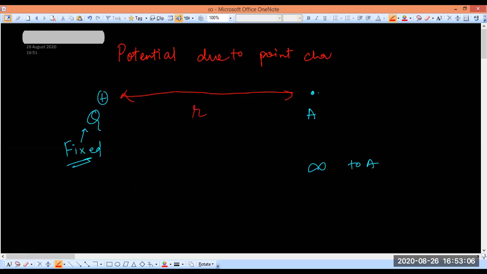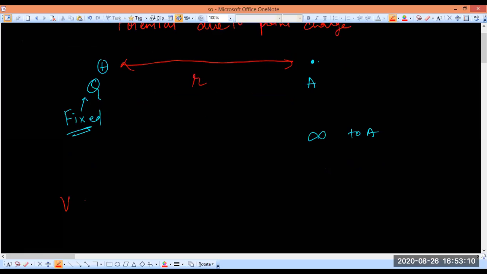Okay, right? So we want to find potential at A. We are going to use the definition: VA is equal to negative integral of E vector dot dr vector from infinity to A.